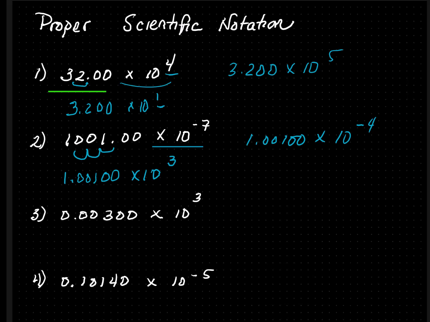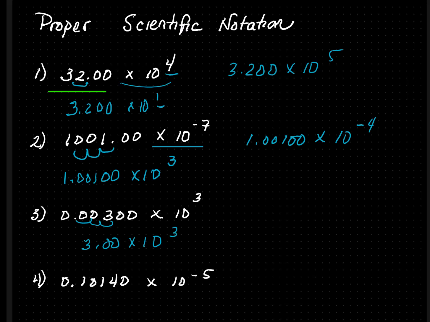So for number 3, we have 0.00300 times 10 to the 3rd. Again, we're going to ignore the exponent. We're going to write the first number in proper scientific notation. Since this number is really small, we know we have to move the decimal to the right until there's 1 digit to the left of the decimal. So that's going to be 3.00 times 10 to the 3rd.